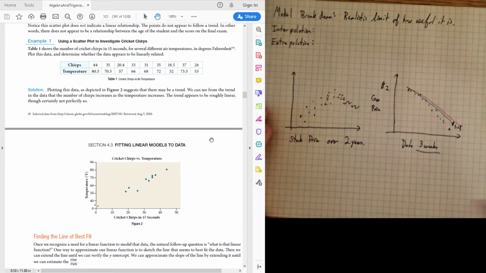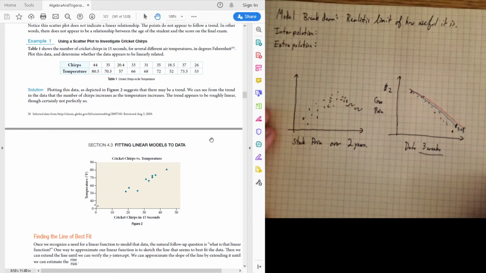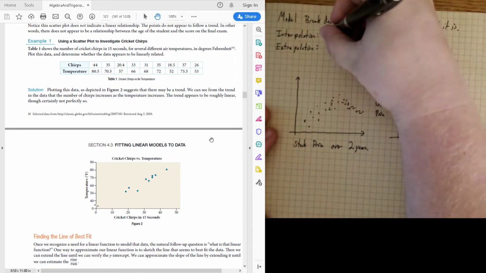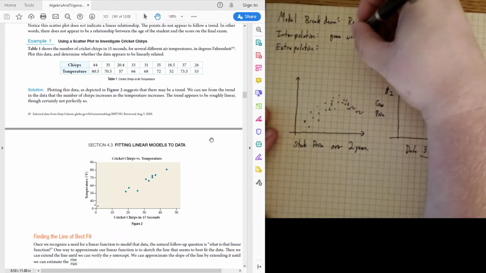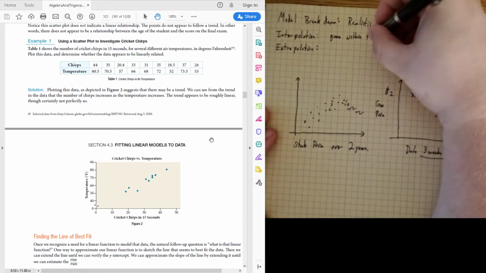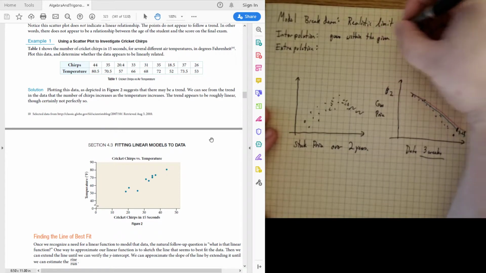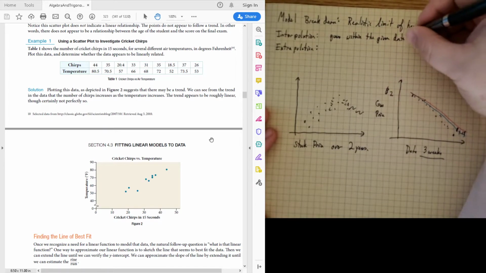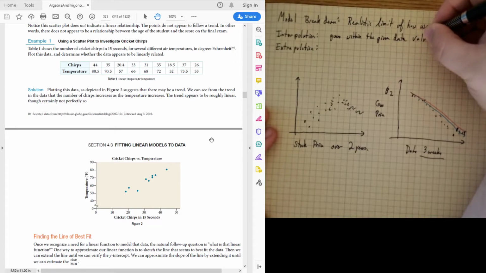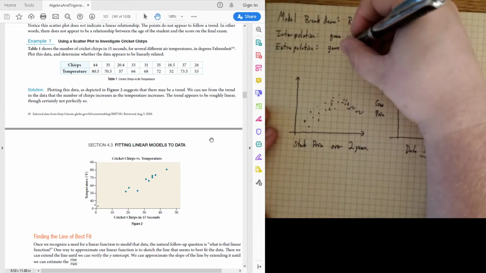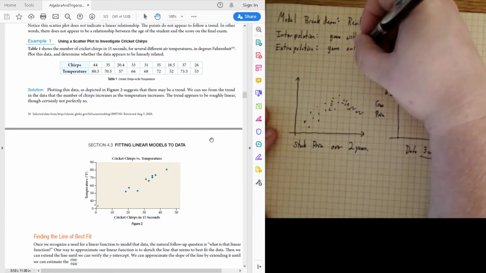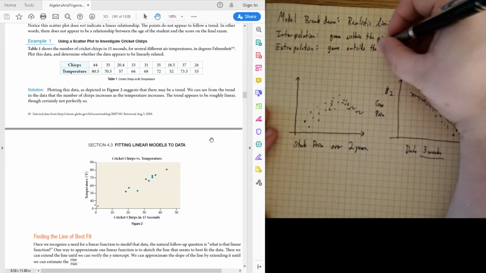Okay. Interpolation and extrapolation. Interpolation means to guess within the given data values. Whereas extrapolation means to guess outside the given data values.